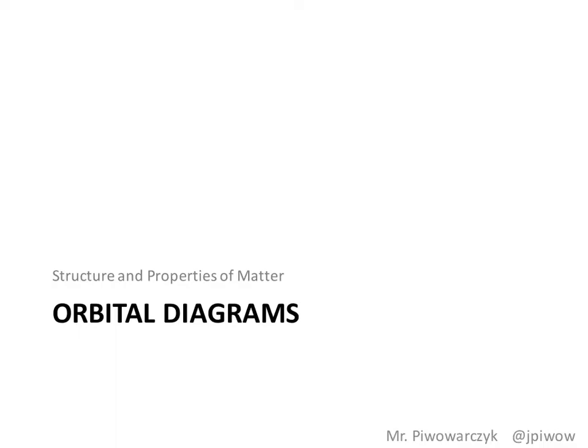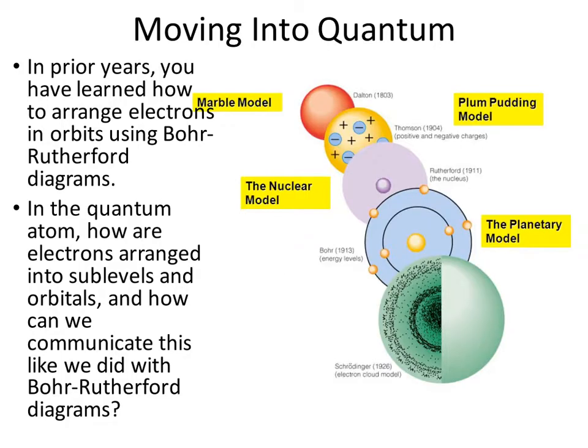Hey folks, welcome to this episode on orbital diagrams. So what we've seen is that we've progressed from these very simple billiard ball models into the world of quantum. And so as such, we have to also evolve our way of representing the atom and communicating how the electrons are arranged in an atom.